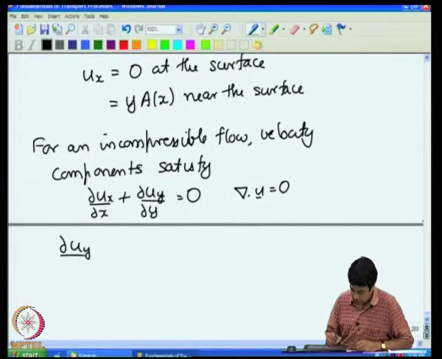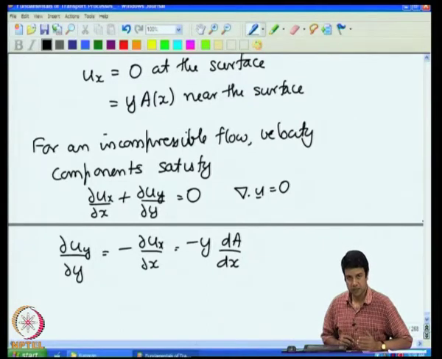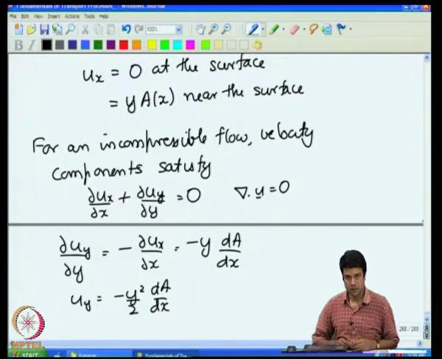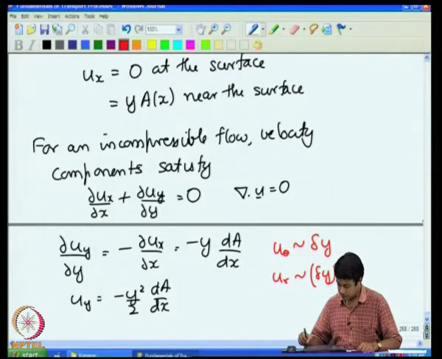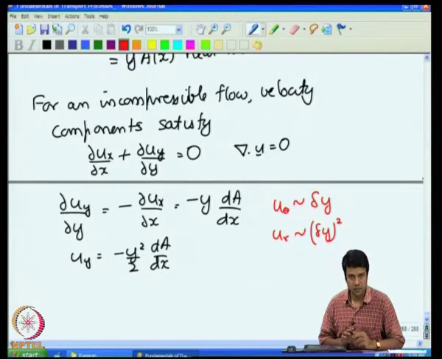That means that duy by dy has got to be equal to minus dux by dx, which is equal to minus y dA by dx, where A, as I said, is some function of x. x would be the theta coordinate, for example, in the flow past a sphere, y would be the radial coordinate. Therefore, uy has got to be equal to minus y square by 2 dA by dx. Note that uy also has to go to 0 at the surface. So, if I integrate once, I will get uy going as y square. Recall that we got u theta going as delta y and ur going as delta y the whole square in the flow past a sphere. The reason for that is this incompressibility condition. uy goes as y square and ux goes as y from the surface, because ux has to be 0, no slip condition at the surface.